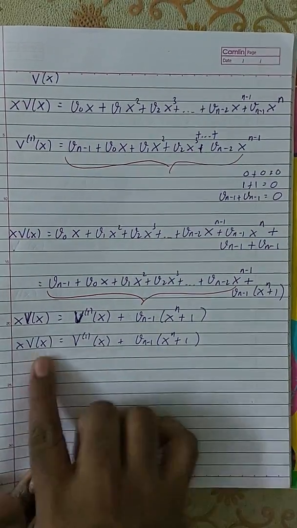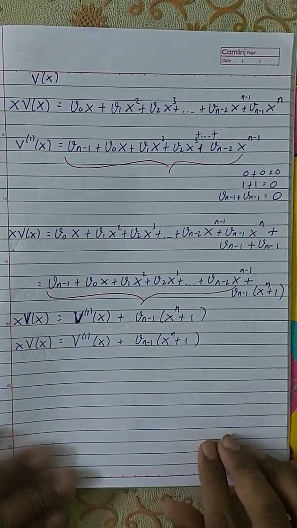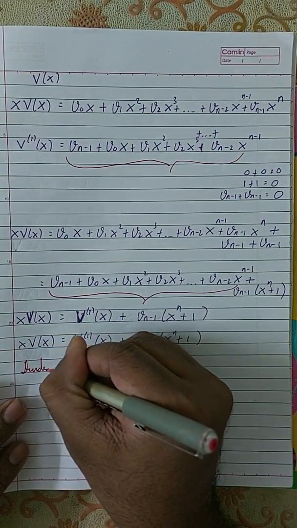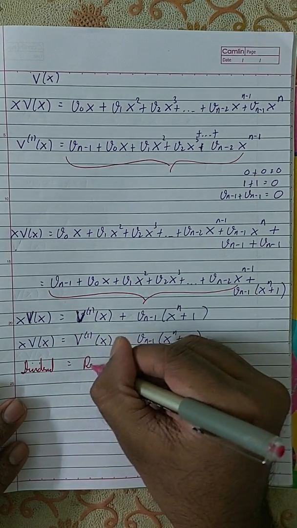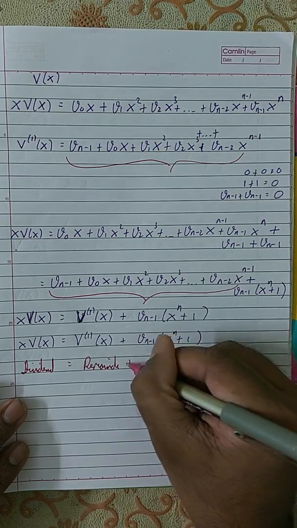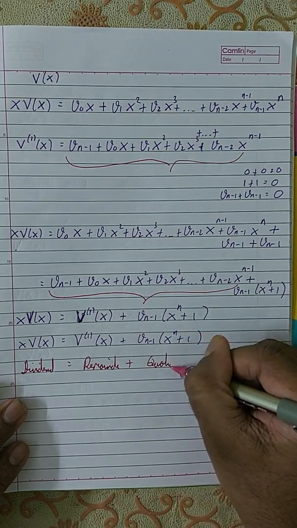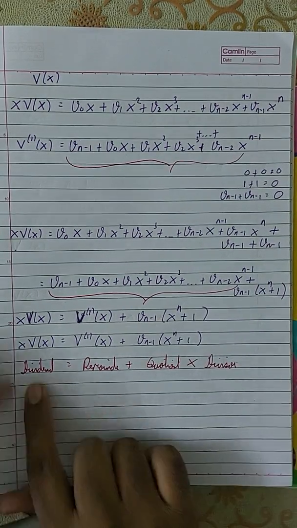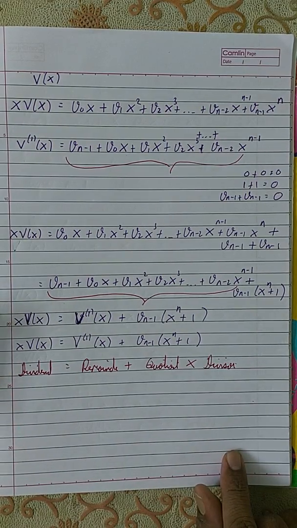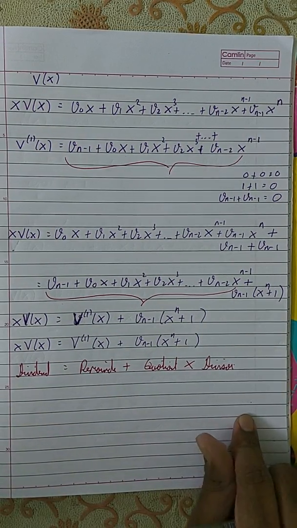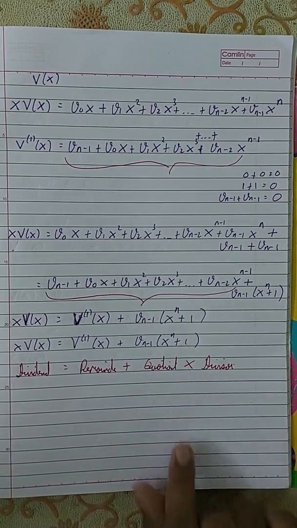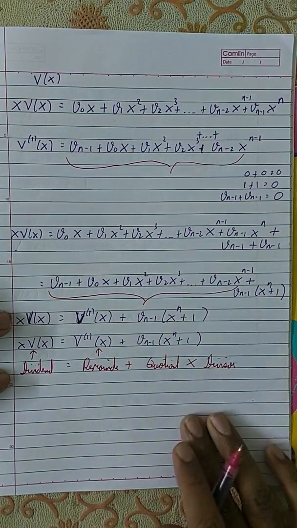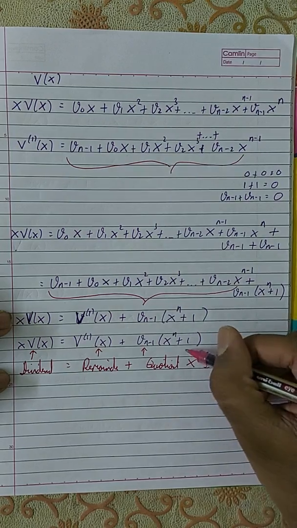If you look at this equation, you might have all studied it in school. That is, dividend is equal to remainder plus quotient into divisor. You might have studied this in your school days, right? Dividend is equal to divisor into quotient plus remainder. And if you look over here, this is the dividend, this is the remainder, this is the quotient, and this is the divisor.